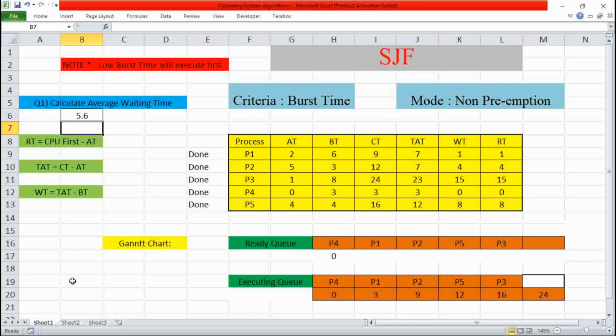Now you can see in the previous video of FCFS, the average waiting time was 8, and here in SJF it's 5.6. So by this we can conclude that SJF completes the processes much faster, and the waiting time in SJF is very less compared to FCFS. Now in my upcoming video of the round robin algorithm, we will see if it overcomes SJF or not. So I hope you liked today's video on SJF, which is shortest job first.